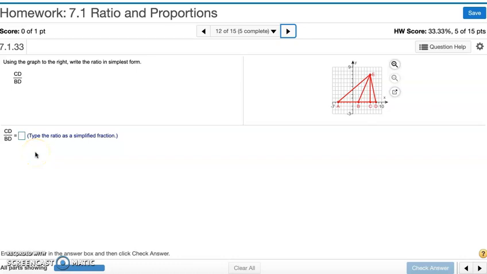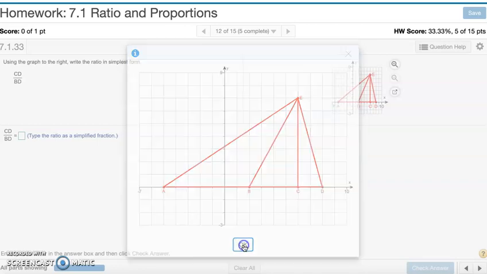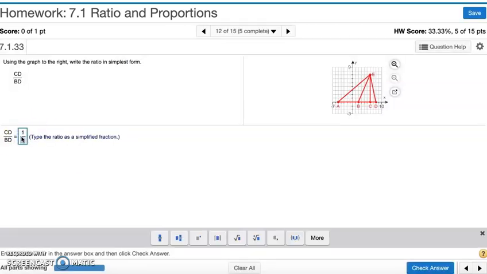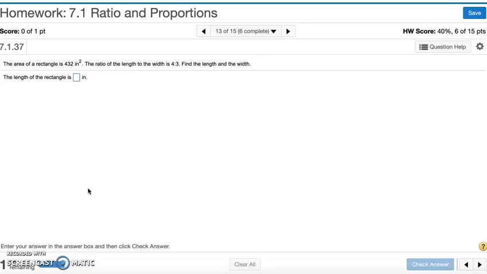Number 12. Using the graph to the right, write the ratio in simplest form. Length CD over length BD. So let's find the lengths. Making this larger, CD, I just count over 2, so 2 is my length for CD. For BD, I have 1, 2, 3, 4, 5, 6. So it would be 2 over 6, which reduces to 1 over 3. And that's number 12.